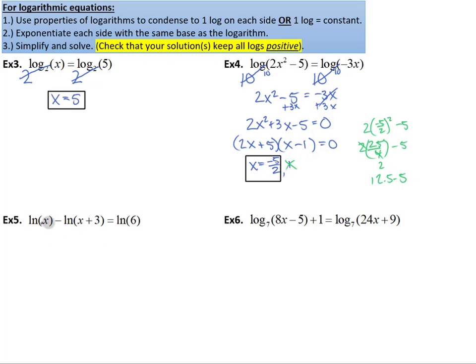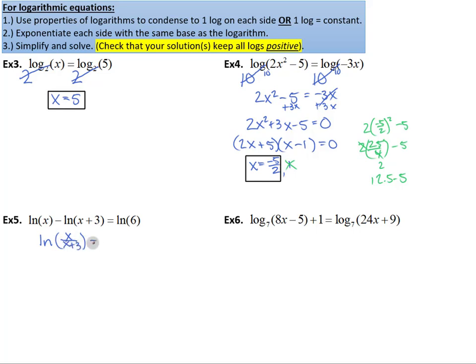Okay, in example 5, we've got logarithms on both sides. In this case, let's go ahead and combine these two using our properties. And remember, when there's subtraction, we use the quotient property. And that says we can combine these two as a single logarithm with a fraction inside, in the order of the top minus the bottom.